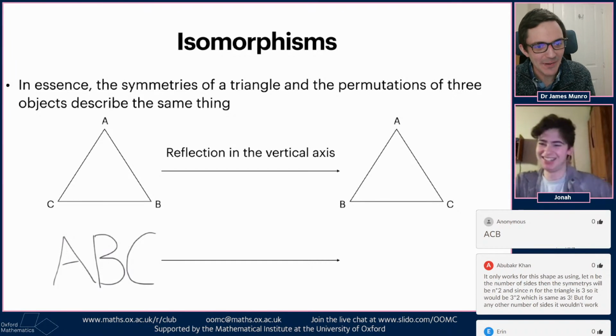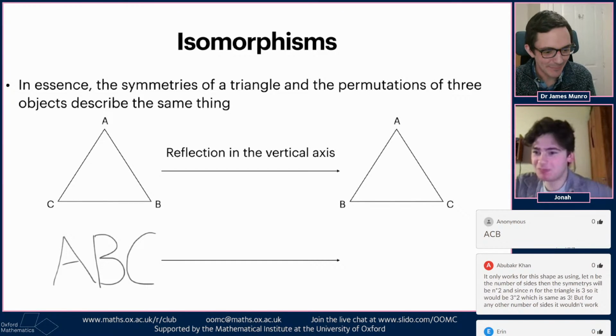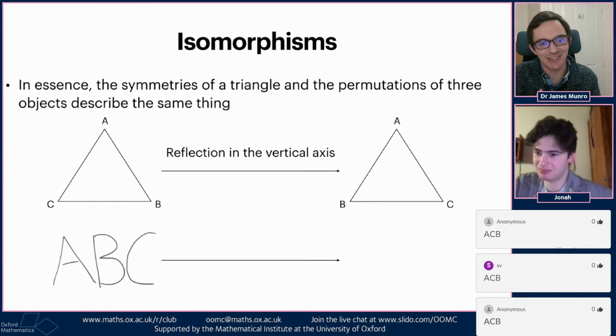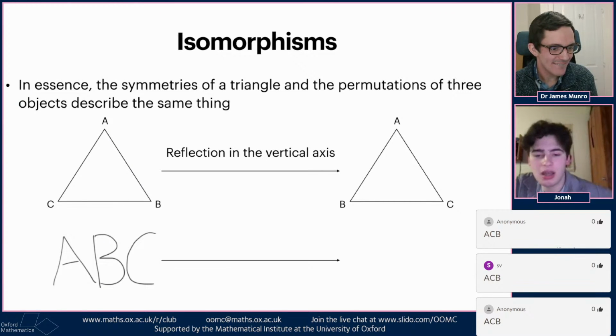Oh, I see. So people in chat who are saying ACB for reading off your triangle are thinking about how that's a description of the position of the triangle, but it's also a permutation of the letters A, B, and C. And maybe that's how the matching up works. Exactly, and that is completely correct.